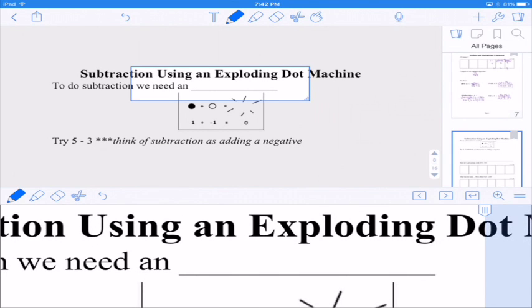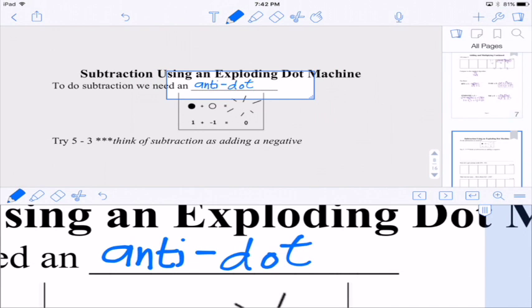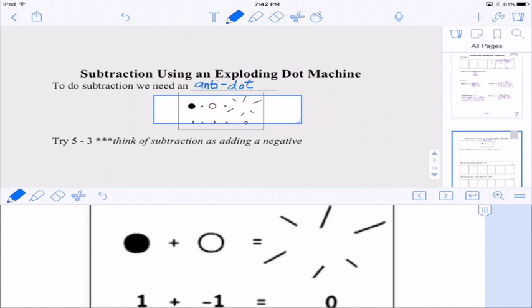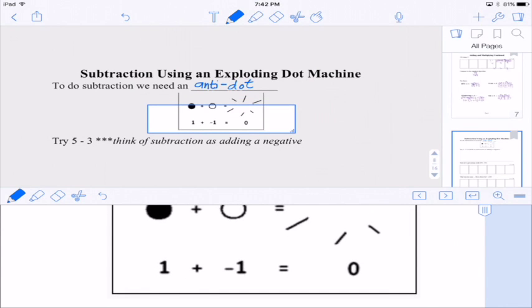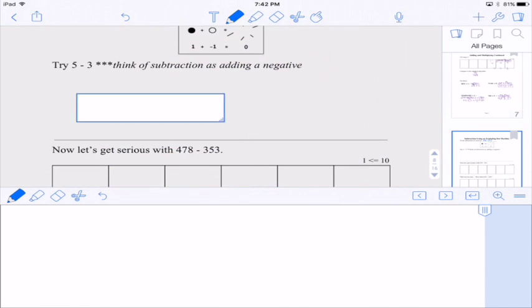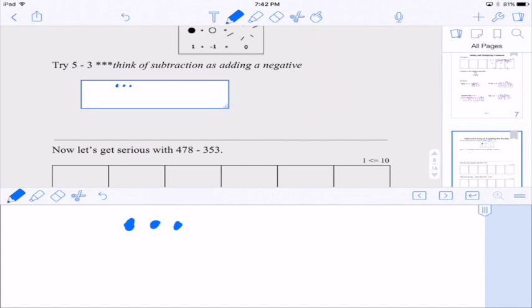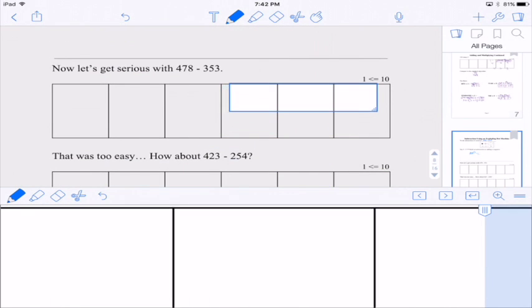When we're doing subtraction, we need something new. To do subtraction, we need what's called an anti-dot. An anti-dot is the opposite of a dot. So if we have a dot and this little circle, which we're going to say is an anti-dot, which represents a -1, they're going to cancel each other out, because adding and subtracting 1 cancel each other out. So if we think of 5 minus 3, we have 1, 2, 3, 4, 5 dots. 1, 2, 3 anti-dots. Cancel, cancel, cancel. We're left with 2. Okay, so that was pretty easy, but now let's do it with our whole machine.